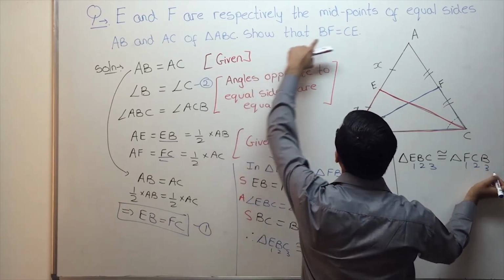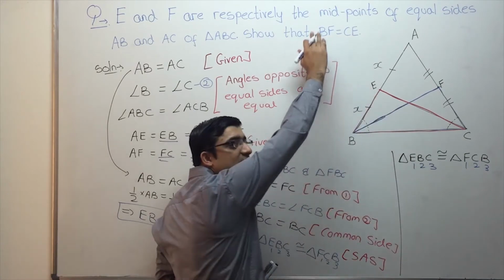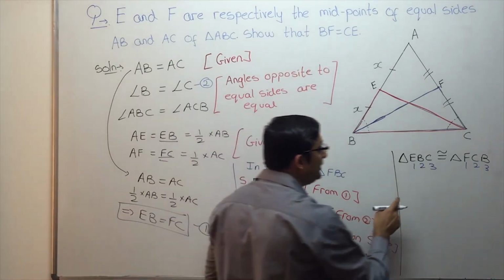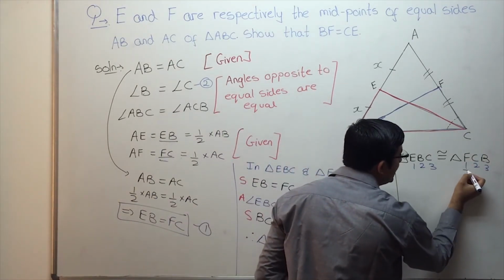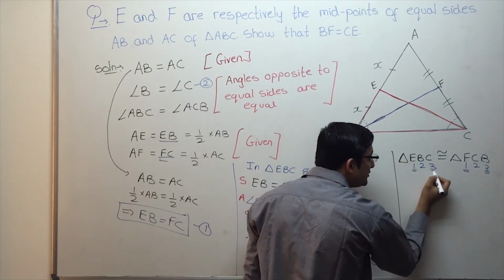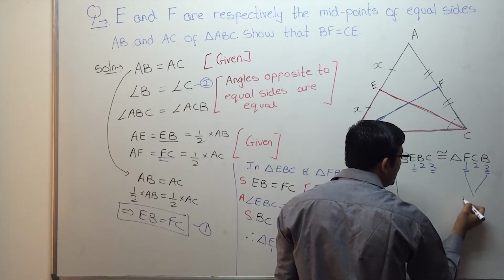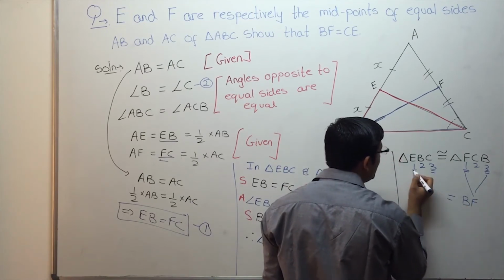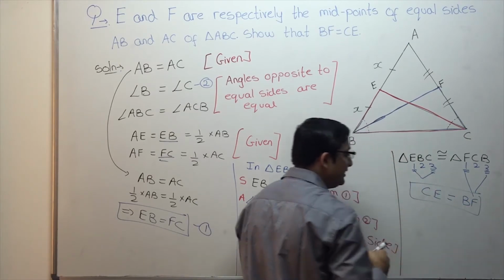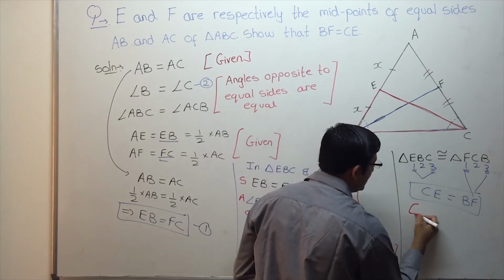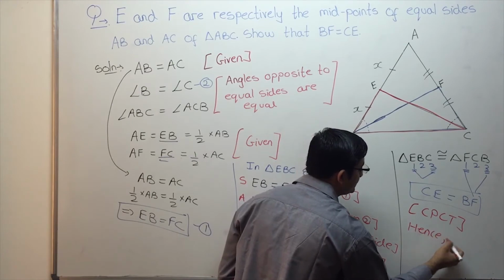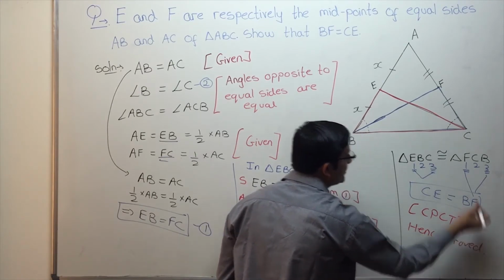Now what do I want? BF is equal to CE. So search for either BF or CE in your congruence statement. Let's say I search for BF in my congruence statement. BF is over here. So BF is what? First and third letter. So first and third letter will correspond to first and third letter over here. So what is first and third letter over here? BF. This will correspond to first and third letter over here, that is CE. So from here we get BF is equal to CE. What is the reason? CPCT, corresponding parts of congruent triangles. So hence proved. So hence we have proved that BF is equal to CE.